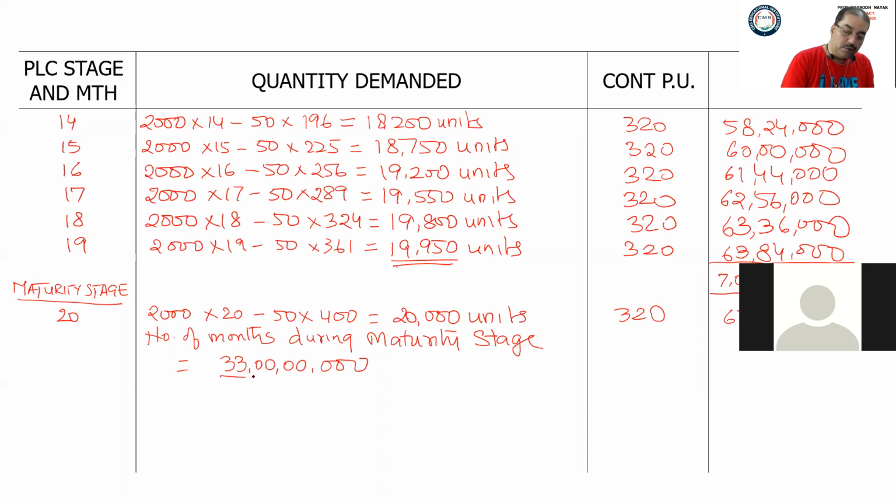Take care of your zeros. Divided by 64 lakhs minus 20 lakhs. 64 lakhs minus 20 lakhs. 33 crores divided by 44 lakhs gives 75 months.